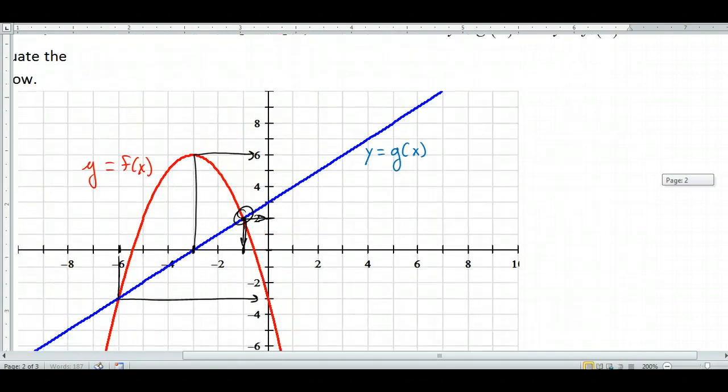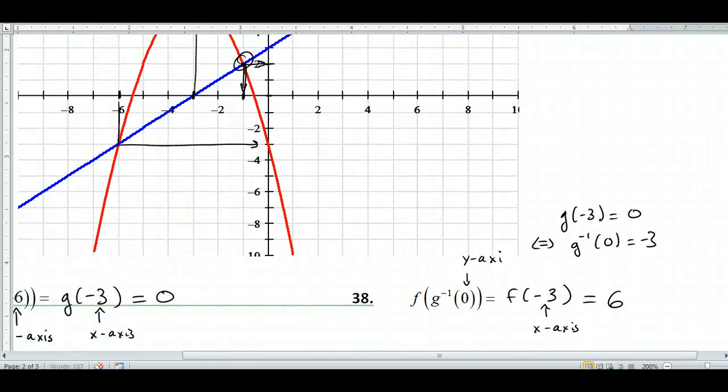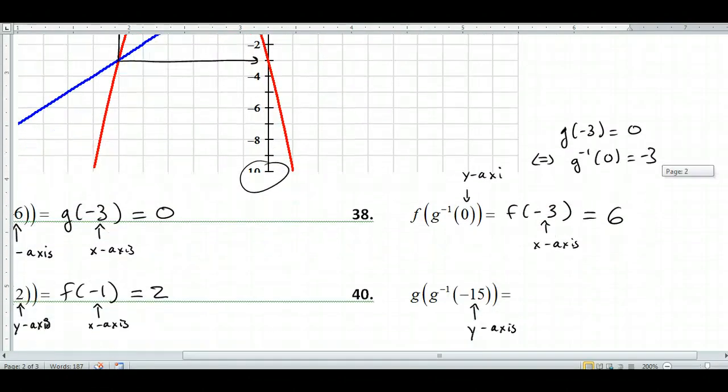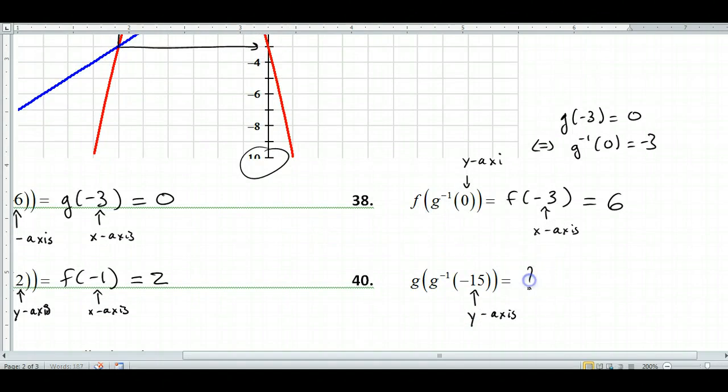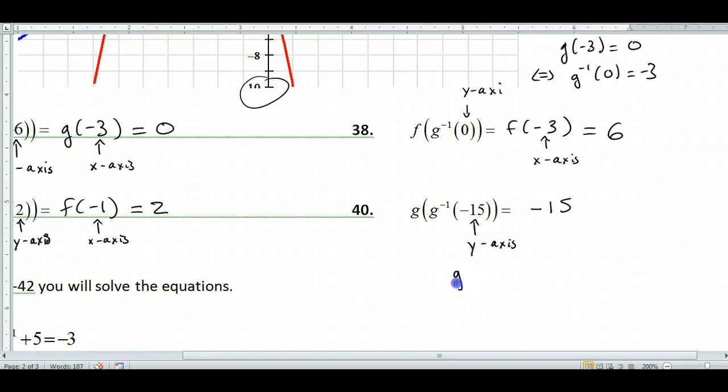Uh-oh. No, sorry, at the bottom. Did I make a mistake here? So, what do we do? Do we do this? No, of course not. I don't need any graph to answer this question. The answer is negative 15, okay? You remember the property g of g inverse of x is always x. Likewise, g inverse of g of x is always x, okay?